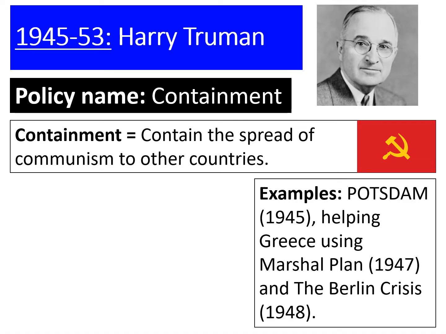President Truman's policy is given the name containment. Containment basically means you are containing, which is stopping the spread of communism to other countries. He believed that if one country fell to communism, the others would fall as well. And this was given the name the domino theory, because if you push one domino, all the others fall too.